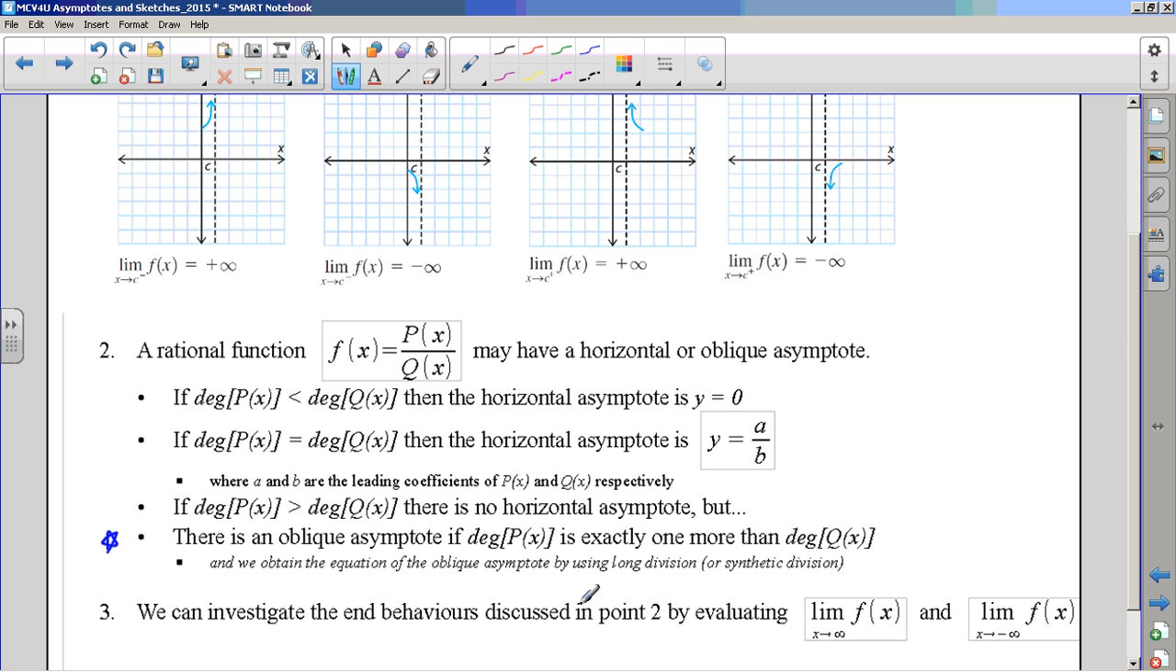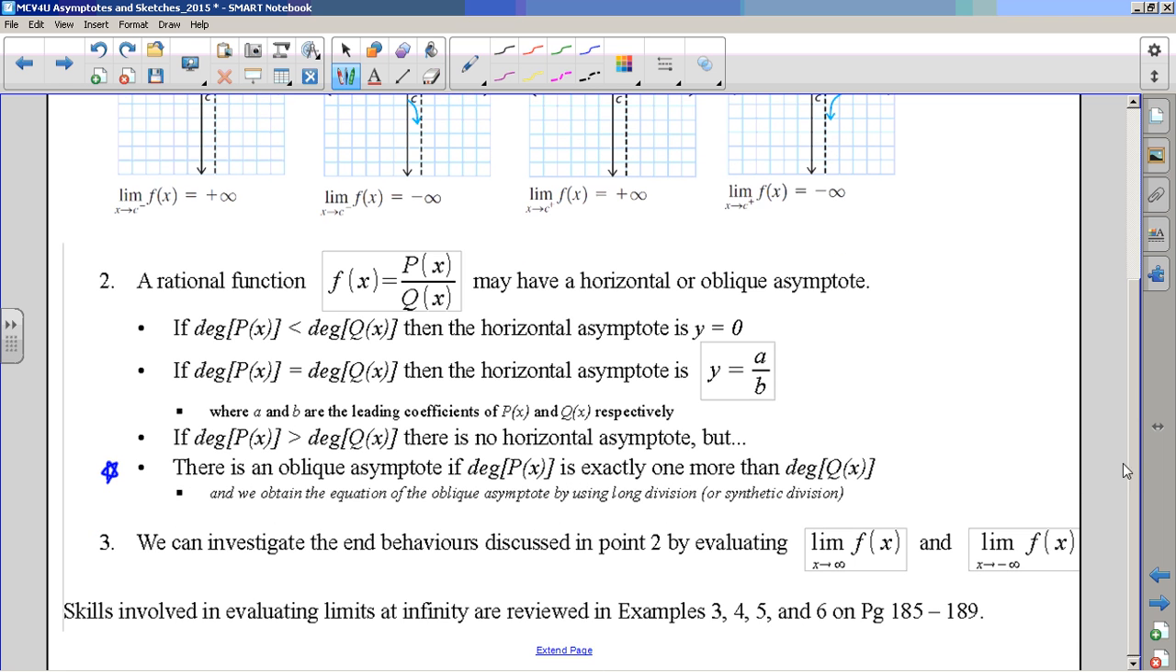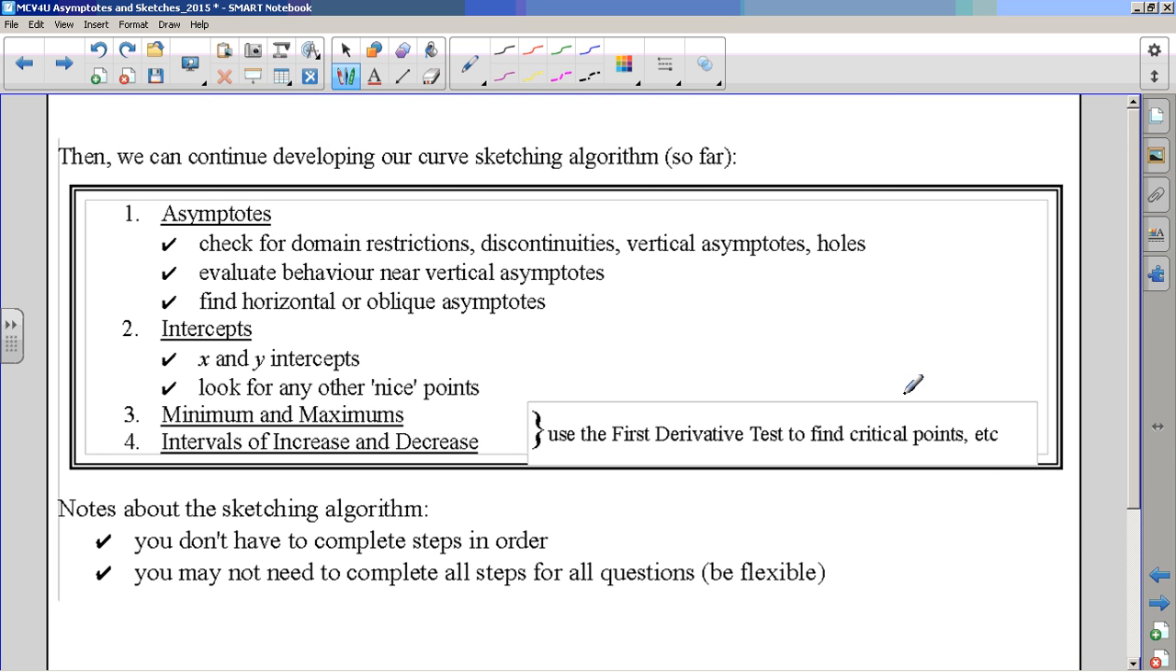We investigate the end behaviors discussed in point two by evaluating those limits as x goes to infinity or negative infinity, as we did in the warm up. Skills involved in evaluating limits at infinity are reviewed in those examples, so don't be afraid to read that. We did it in chapter one, but you can get the textbook's very thorough version of these examples on pages 185 to 189. So let's get to an example, so we can continue developing our curve sketching algorithm.